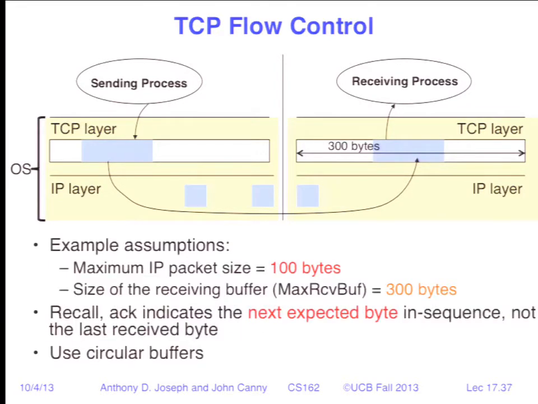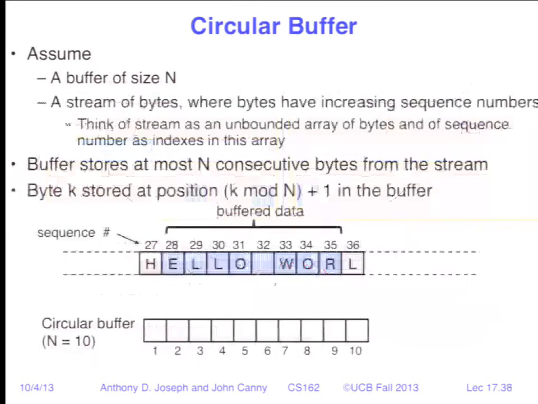So some assumptions. We'll assume our max packet size is 100 bytes. We'll assume the receiver can store 300 bytes in its receiving buffer. And remember, the acknowledgement we send back is the next byte that we're expecting to receive in sequence. Now, to make all of this work, we use circular buffers.